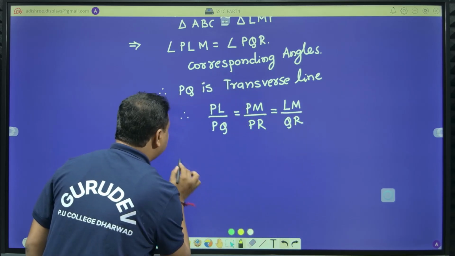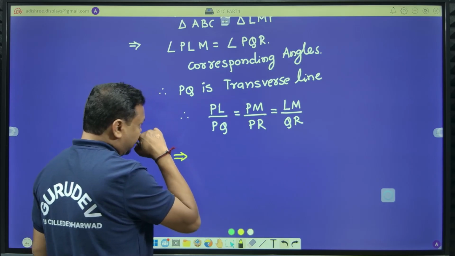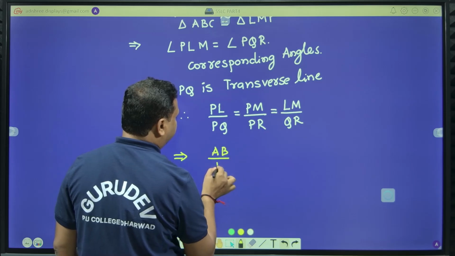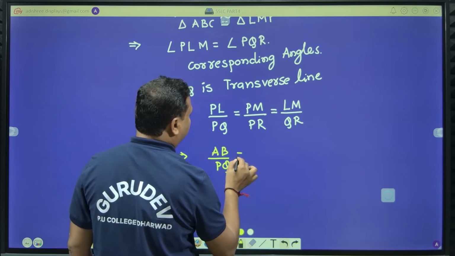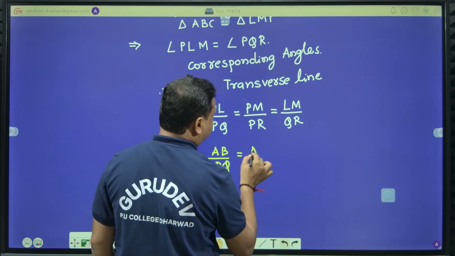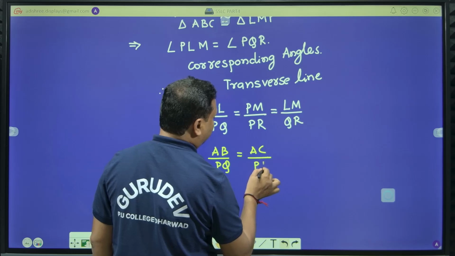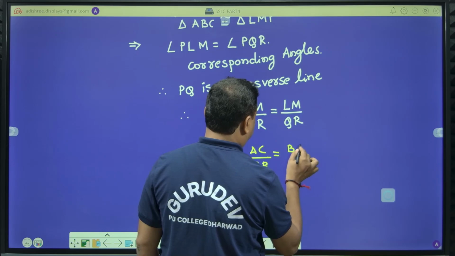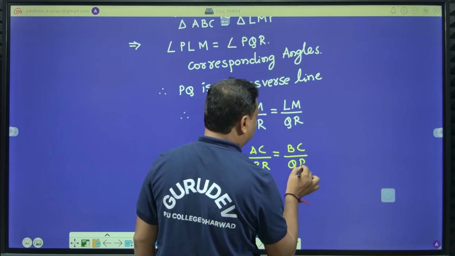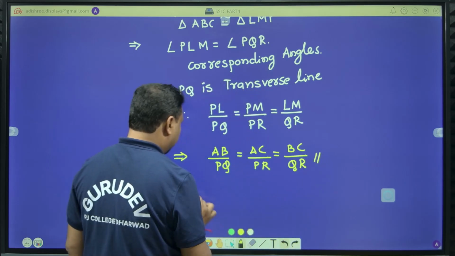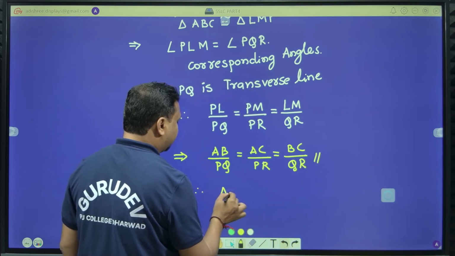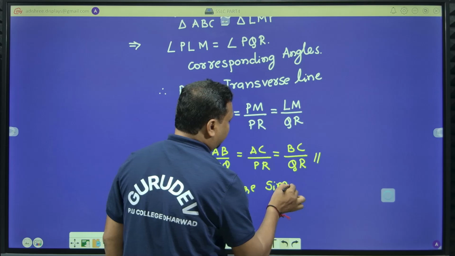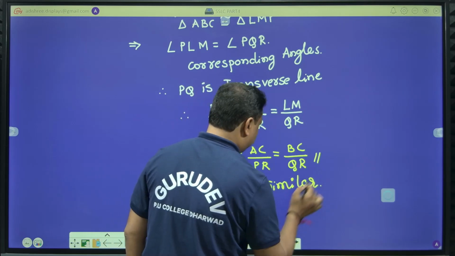which in turn implies, PL is nothing but what? AB divided by PQ equal to AC divided by PR must be equal to, the third case, BC divided by QR, isn't it? This is the proof, which implies that the given two triangles are similar, isn't it?